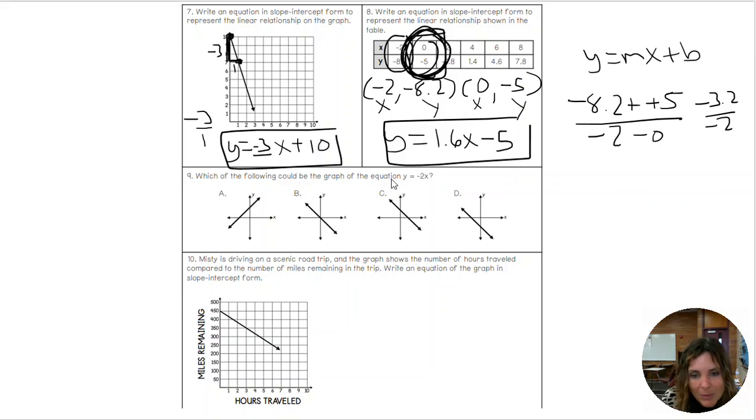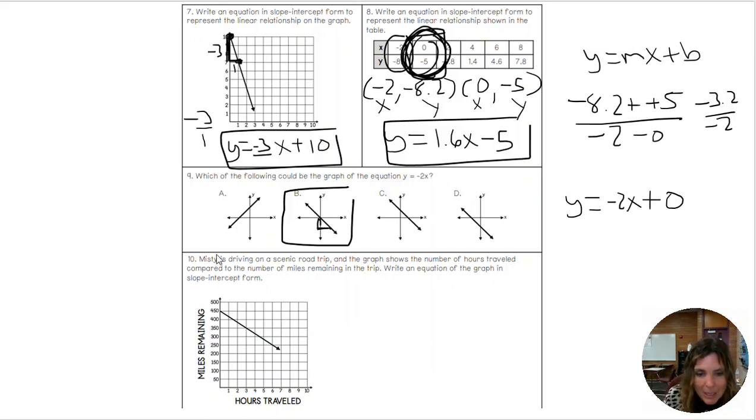Okay, number 9, which of the following could be the graph of the equation -2x? Well, if your equation is y equals -2x, that is really y equals -2x plus 0, which means that this line needs to cross through the origin. This is the only one that crosses through the origin, and then you can also see that this has a negative slope, right? It's going down.